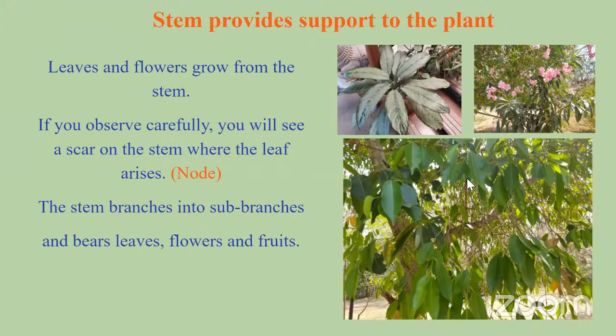Yeah, sub branches, and they may have leaves and flowers. Ultimately, after fertilization, they turn into fruits.